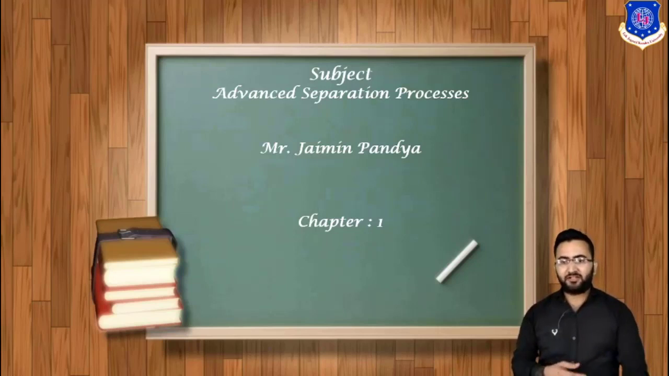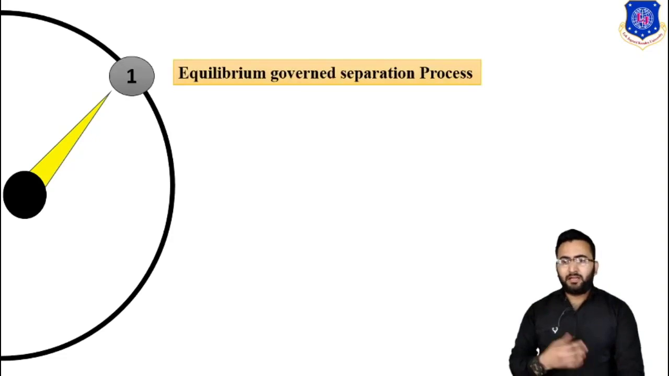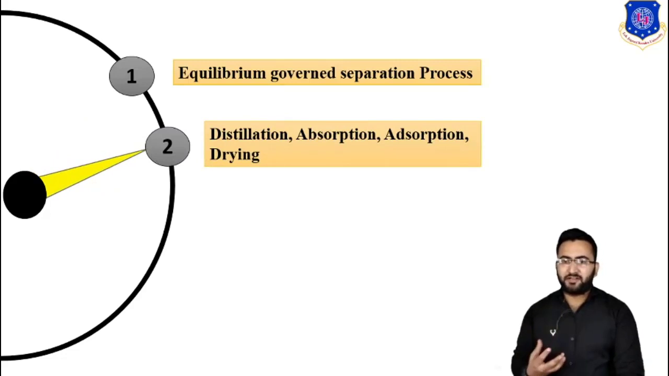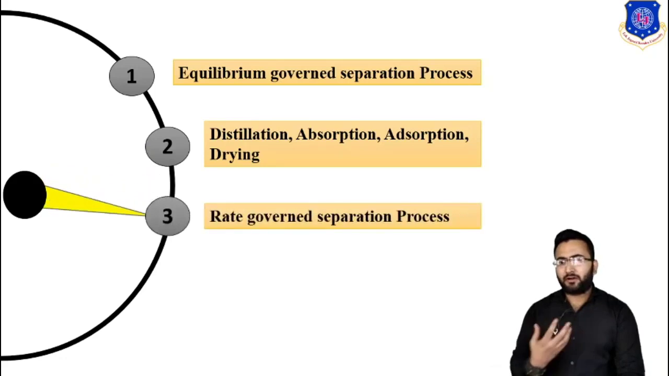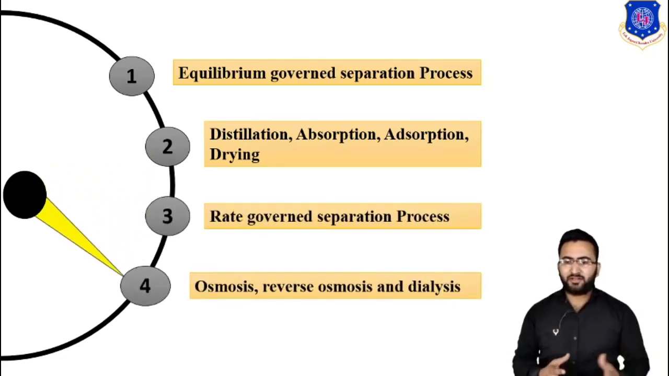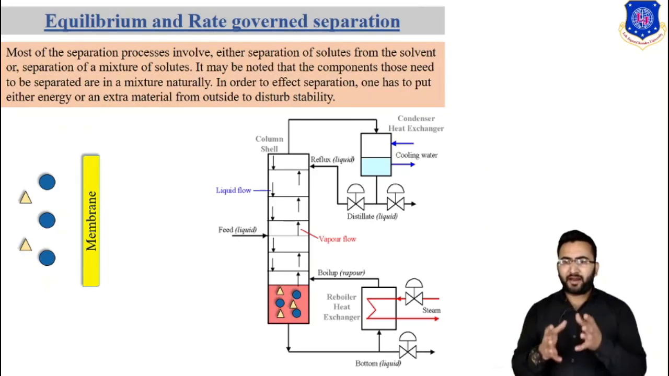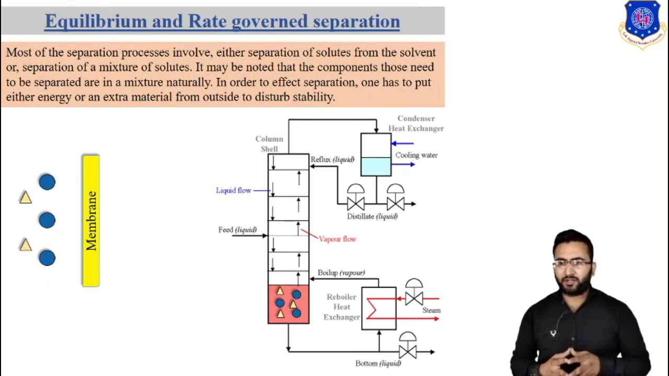So let's start with chapter number 1. In this lecture, we'll discuss equilibrium governing separation processes such as distillation, absorption, adsorption and drying. Then we'll talk about the rate governing separation processes such as osmosis, reverse osmosis and dialysis. So let's start with the equilibrium separation process and rate governing separation process.